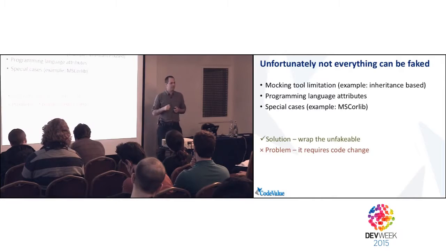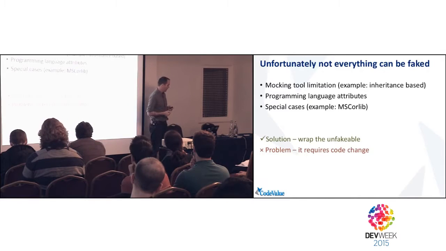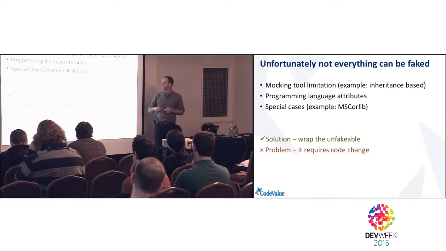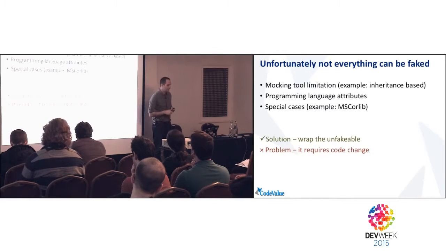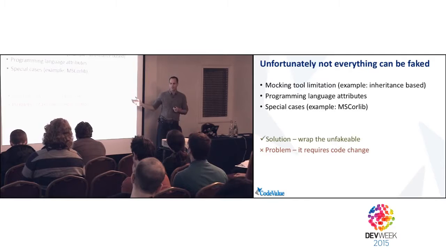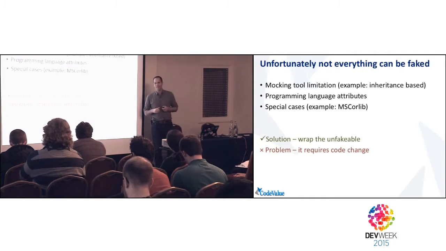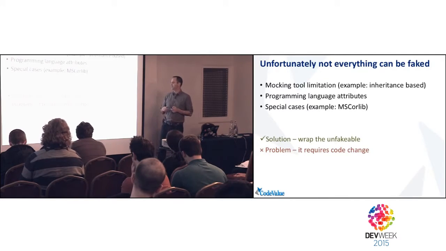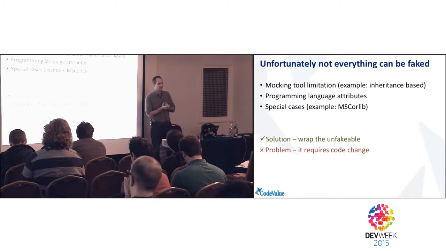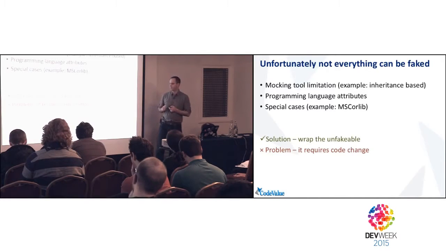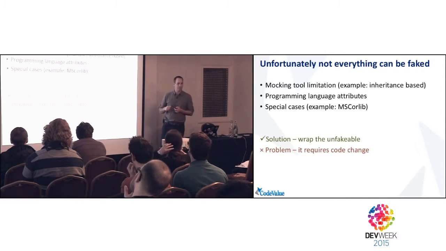And we need the method to be virtual or interface. Not always the case, especially when dealing with third party. I can't change those. And there are special cases, as I said, mscorlib. And the solution, which I don't always like, but that's the least bad thing I can do, is wrap that class with another class and fake that class instead. And it will require me to change production code in ways that I won't feel too comfortable with.